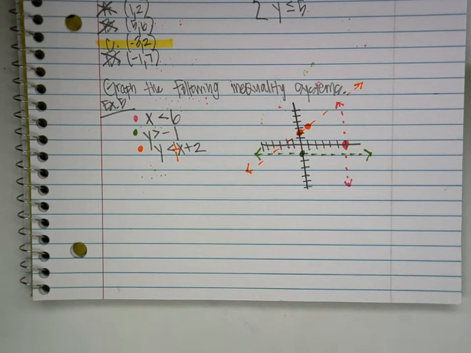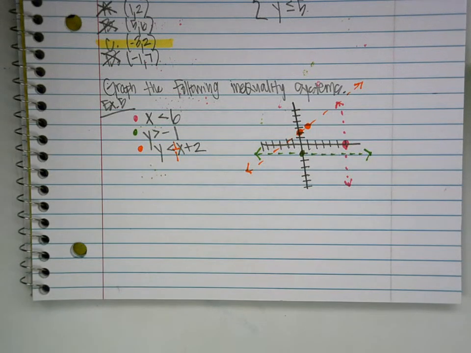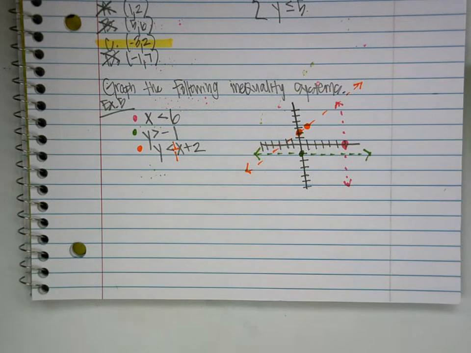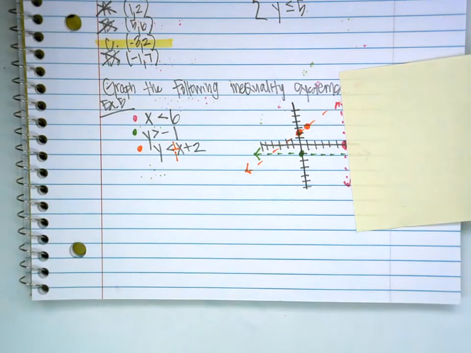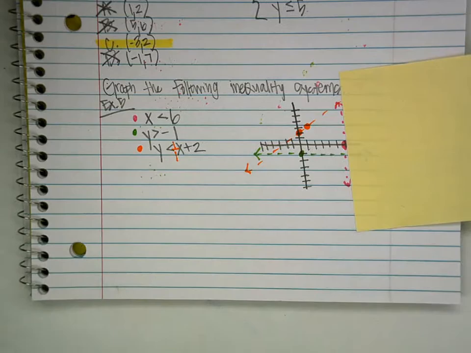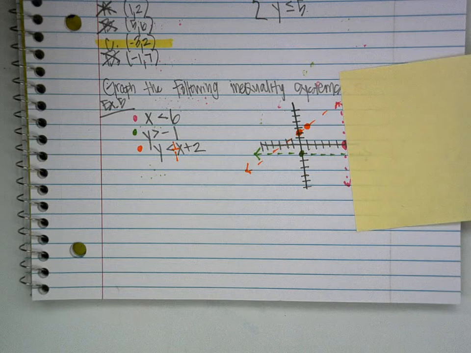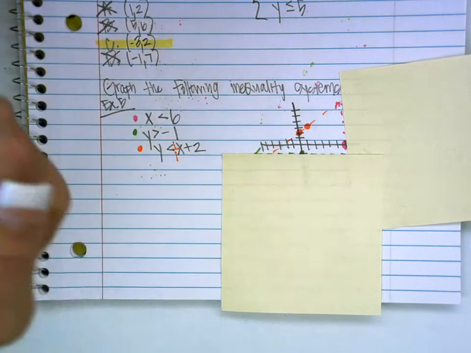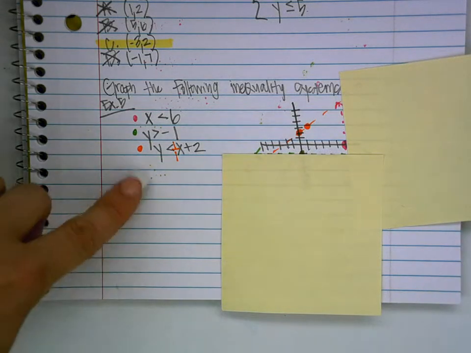For my pink line, would I shade on the left or on the right of the pink line? Where is x less than 6? To the left of the line or to the right of the line? To the left. So I'm going to cover up where I don't shade. Okay, how about the green line? Would that shade above or below the green line? Where is y greater than negative 1? Above. So I'm not shading there. And then how about for the orange line? Would I shade above or below that?